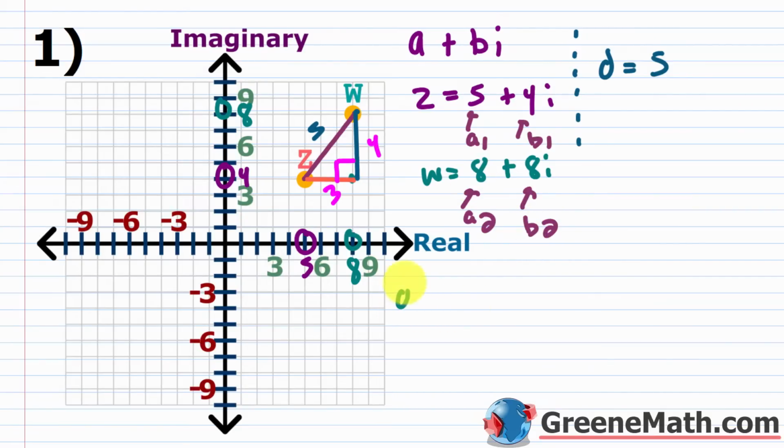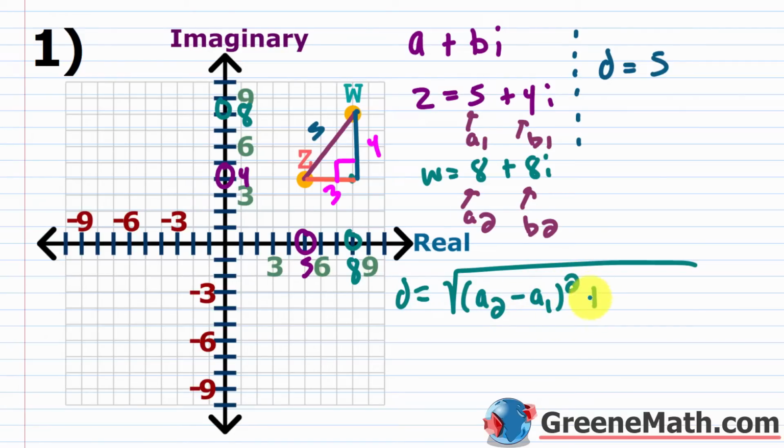So let's say the distance is equal to the square root of, instead of x sub 2 minus x sub 1 quantity squared, I'm now going to do a sub 2 minus a sub 1 quantity squared. And then plus, instead of y sub 2 minus y sub 1 quantity squared, I'm going to go b sub 2 minus b sub 1 quantity squared. So we're going to plug in and we're going to get 5 once we simplify everything.